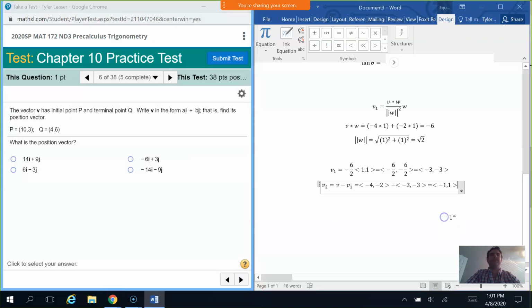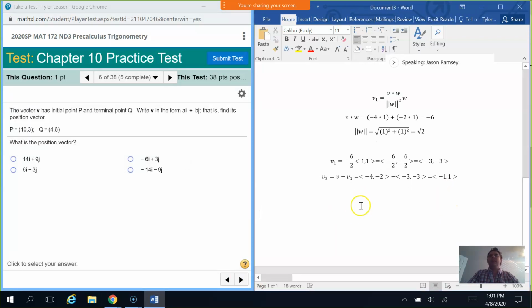All right, next question. More vector stuff. The vector v has initial point p and terminal point q. Write v in the form ai plus bj. That is, find its position vector. So there's a formula for this one as well, although I don't usually think of it as the formula. Whenever you're trying to find the vector that goes from one point to another, you just want to find the horizontal distance and the vertical distance. So here we have the point 10, 3, and then the point 4, 6. The initial point is P and the terminal point is Q.